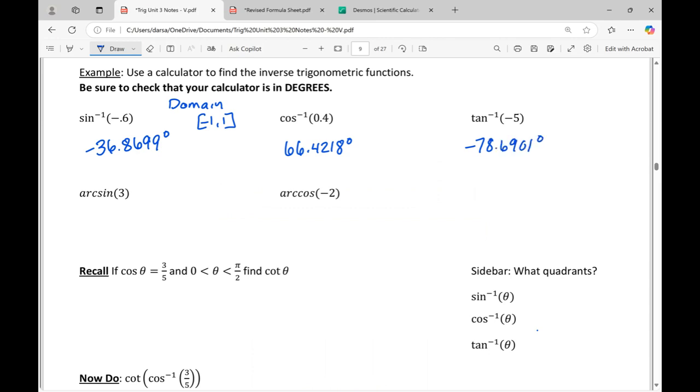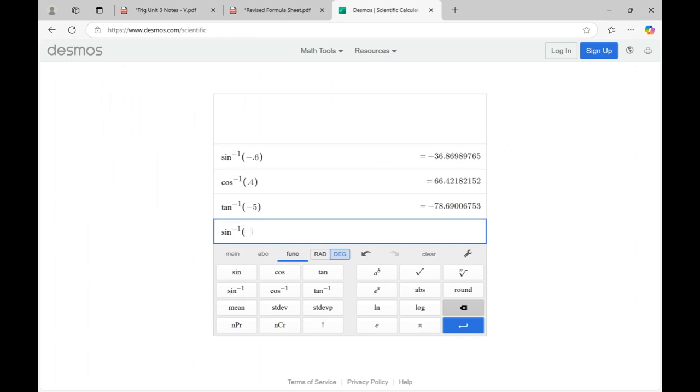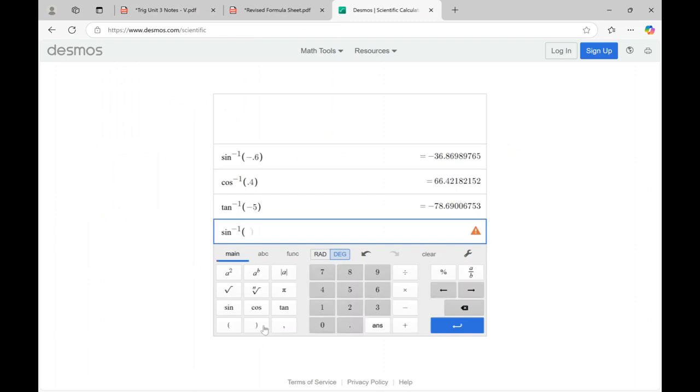Now, remember, arcsine is the same as sine inverse. So what would the sine inverse of 3 be? So let's see if we can find the sine inverse of 3 using our calculator. So over to function, sine inverse, go back to main, we'll plug in a 3 and hit close. What is our answer that's coming out here? Undefined. Why is it undefined?